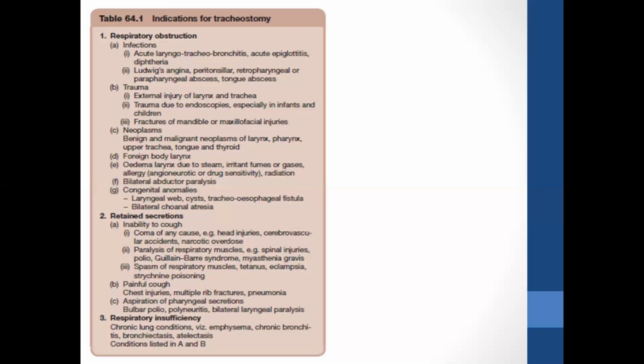Then the second indication was retained secretions, such as inability to cough, painful cough, or aspiration of pharyngeal secretions. Respiratory insufficiency that may be due to chronic lung conditions such as emphysema, chronic bronchitis, bronchiectasis, atelectasis, or any other conditions in A and B.